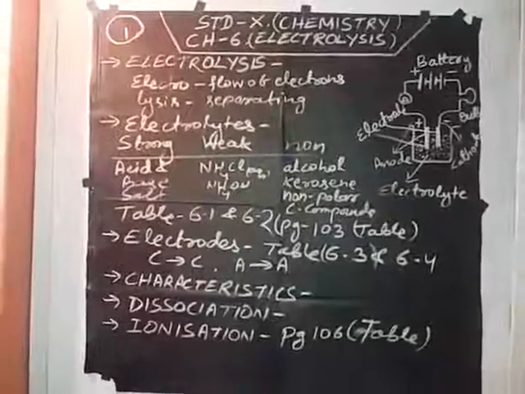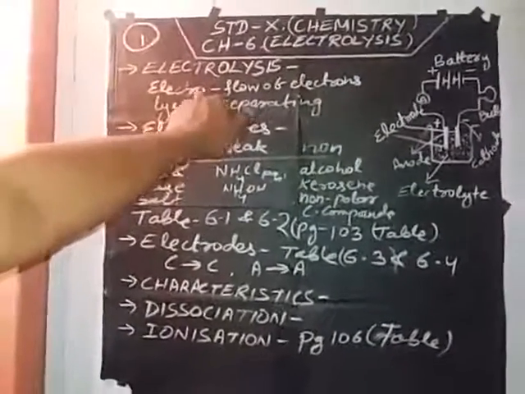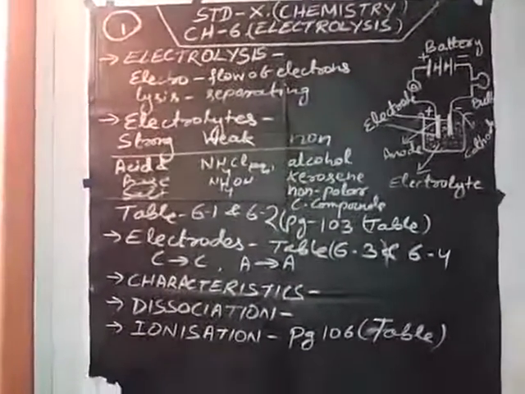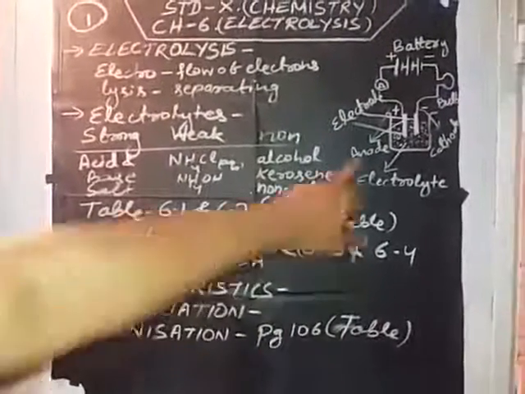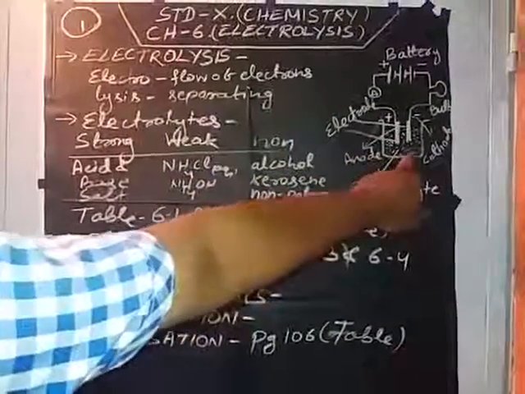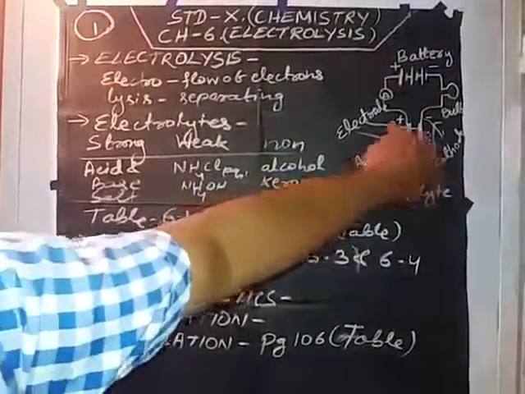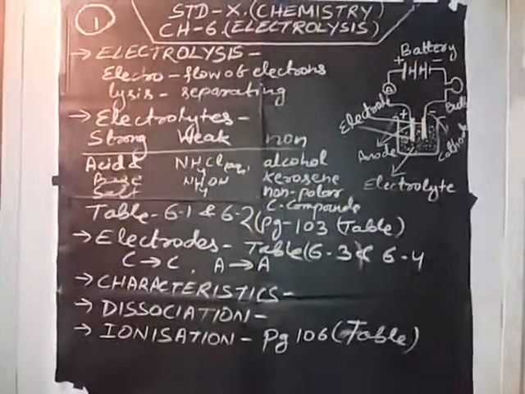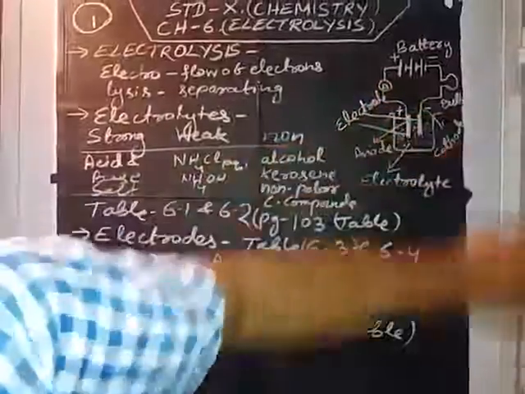Electrolysis: electro means flow of electrons, lysis means separating. So, see the figure. In the cell, the dots mean the electrolyte. Then these two are electrodes, positive electrode and negative electrode, or anode and cathode. Then there is a battery, an ammeter and a bulb.